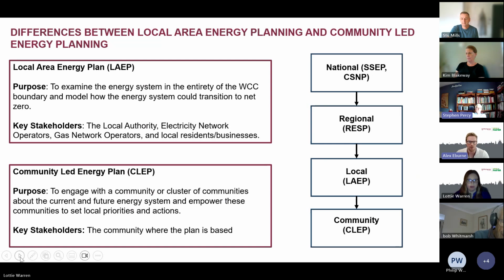And if you just click on Lottie, we've got in the diagram here just a bit of a flowchart showing how the policy feeds down from a national level to regional to local, where we're developing our Winchester District Local Energy Plan. And this is then a tier below that, where we're understanding and representing the needs of a community to develop a community-led energy plan.